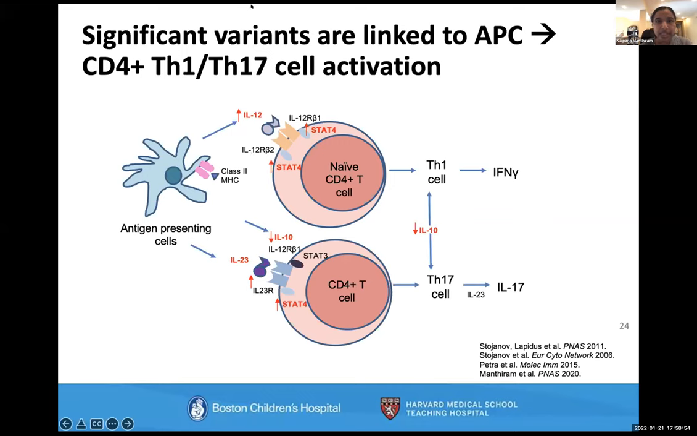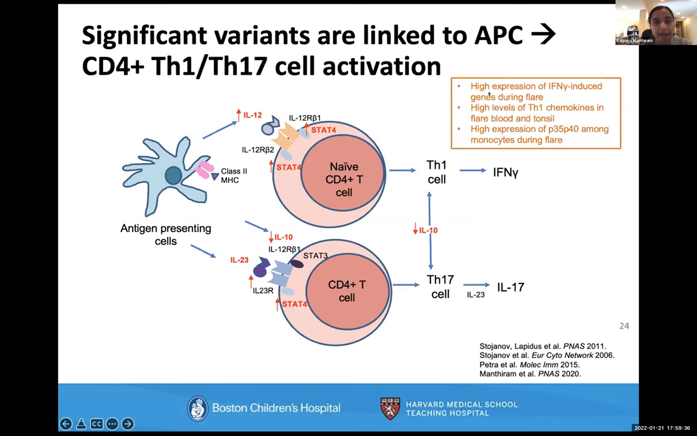Together, these risk variants lead to enhanced CD4 positive T-cell activation. Increased amounts of IL-12, in addition to elevated STAT4, which is how IL-12 signals, lead to increased skewing of CD4 positive T-cells to a Th1 phenotype and thereby increased interferon gamma production. If we look at Th17 cells, we see more IL-23, and increased STAT4 also skews toward a Th17 phenotype and increased IL-17 production. Previously, several investigators have found evidence of enhanced Th1 activation during FAPA flares.